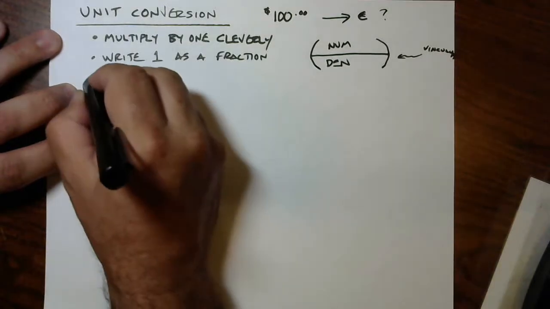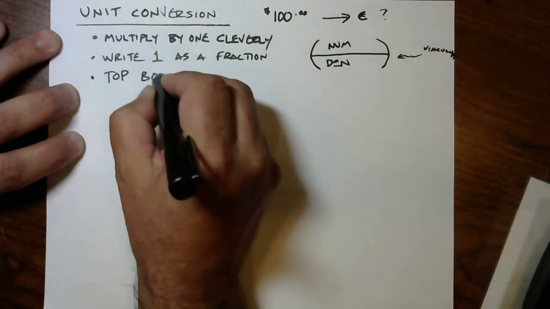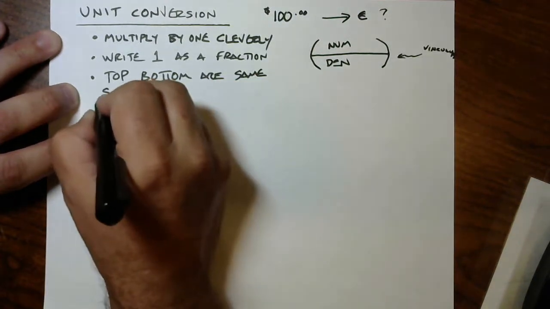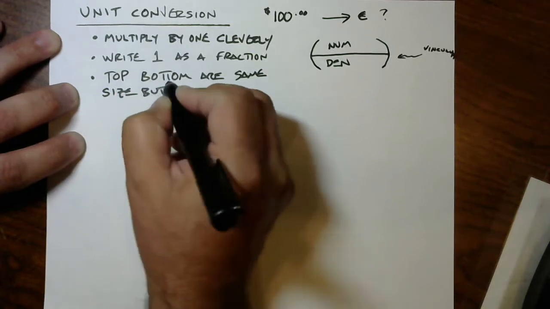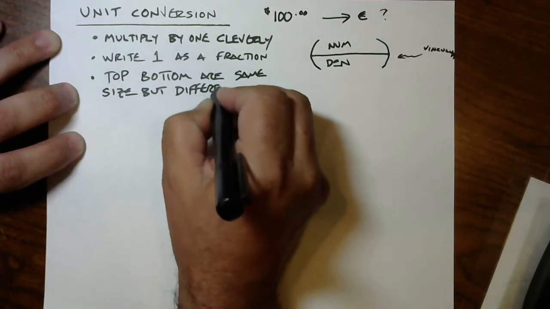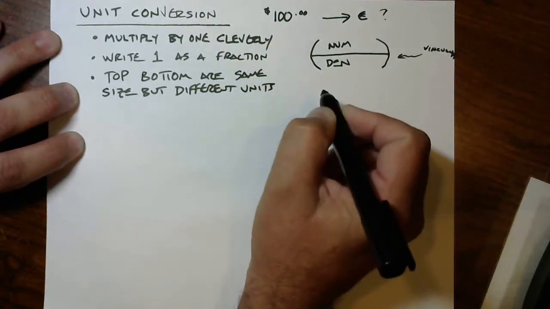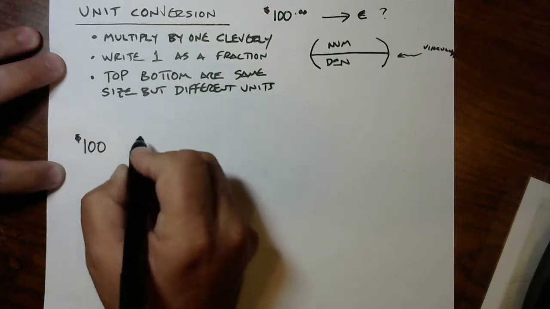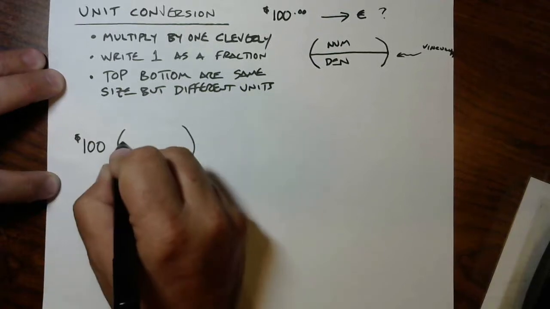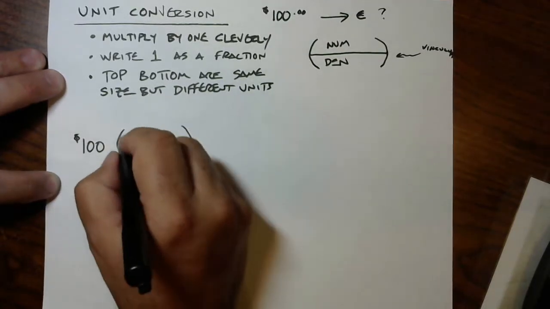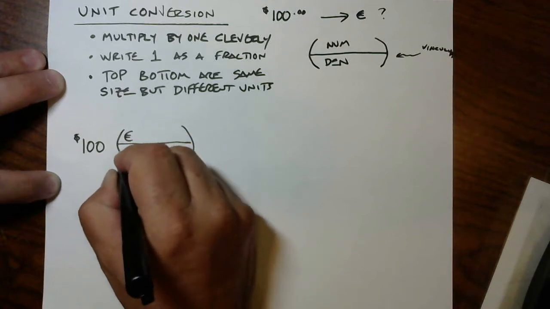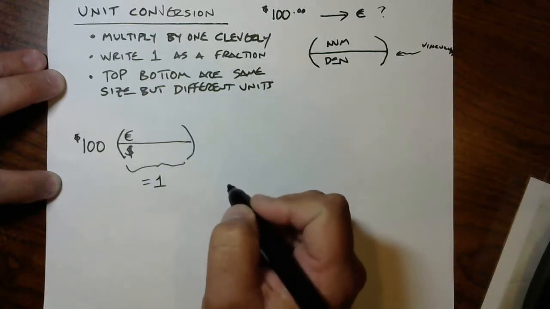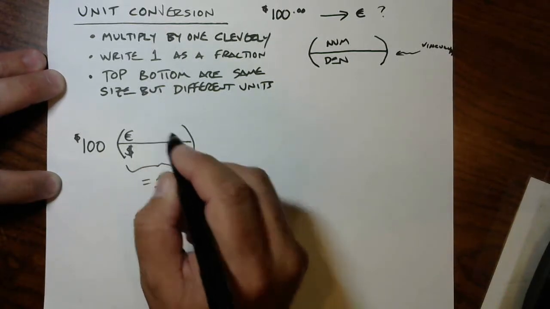And this is only true if the top and bottom are the same size. However, the clever part is that we're going to use different units. Check out the clever part about this, all right? So we start with our $100 US, and we're going to multiply by some sort of fraction. The top part of the fraction is going to be in euros, and the bottom part of the fraction is going to be in dollars. And this entire fraction must equal 1. So we need to figure out how many euros and how many dollars are exactly the same size.